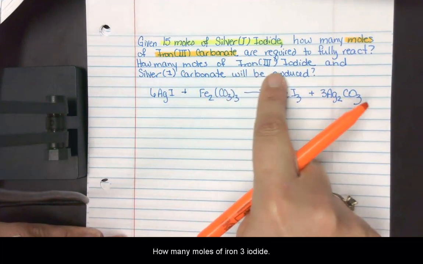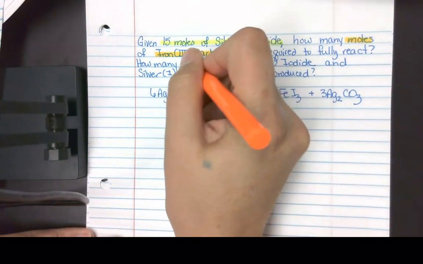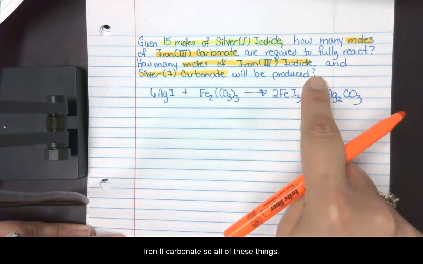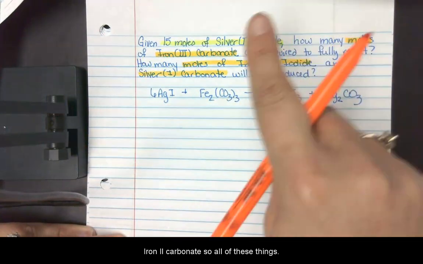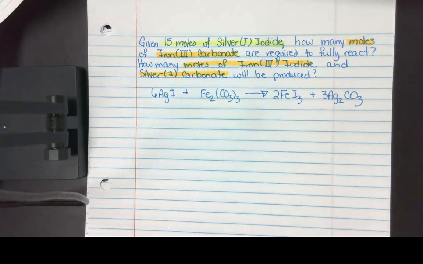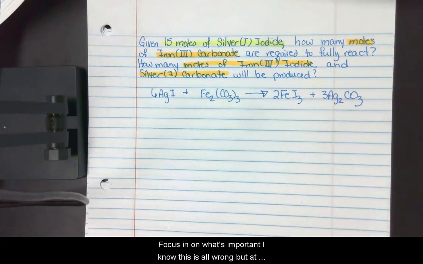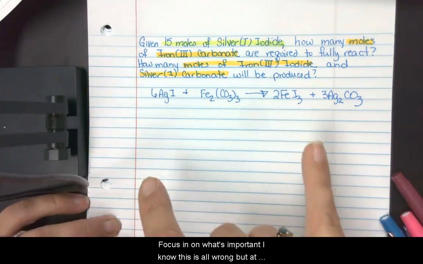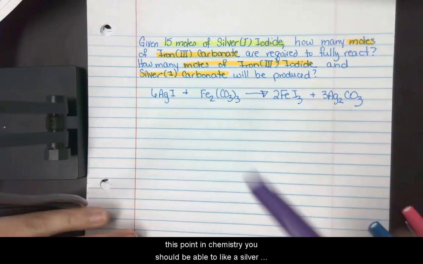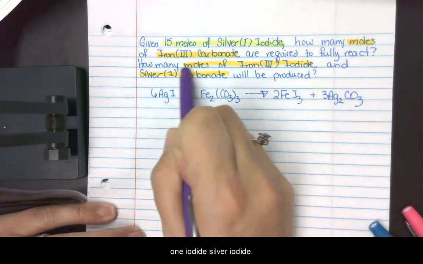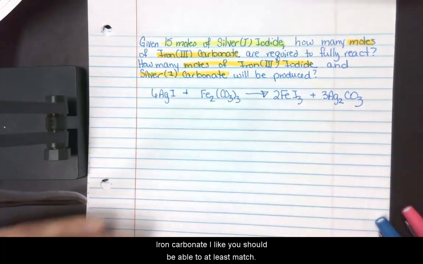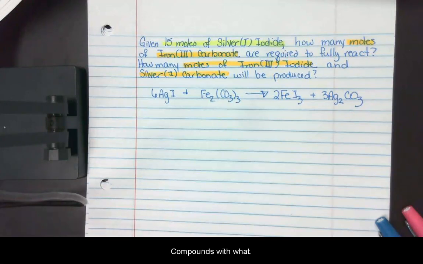How many moles of iron 3 iodide and silver 1 chromate will be produced? So we're going to moles iron 3 iodide, moles silver carbonate. Of all of these things, the only really important things are the things that I highlighted. So you can focus in on what's important. I know this is all words, but at this point in chemistry, you should be able to go, silver 1 iodide, oh, silver iodide. Iron carbonate. You should be able to at least match up the compounds with what's written.